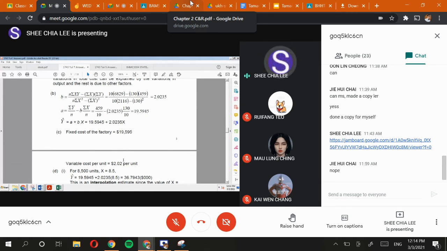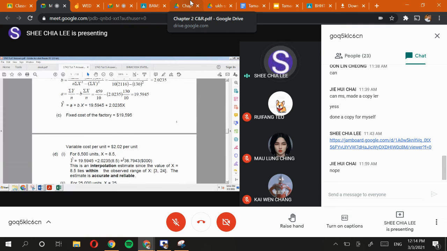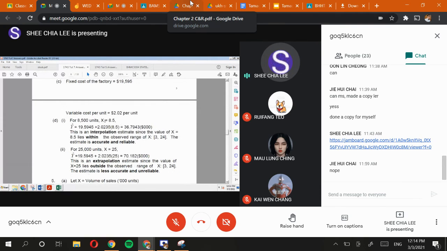Okay, and for your D, this is how you write. X equals to 8.5, you substitute, you get your answer. Remember to write down the units, and this is how you interpret. Interpolation estimate, the X equals to 8.5 lies within the observed range and it is accurate and reliable. Whereas if it is X equals to 25, it is an extrapolation estimate since the value of X equals to 25 lies outside the observed range. So the estimate is less accurate and unreliable.